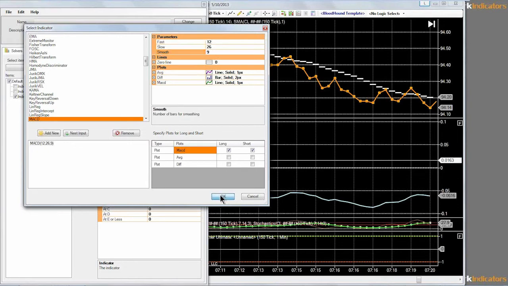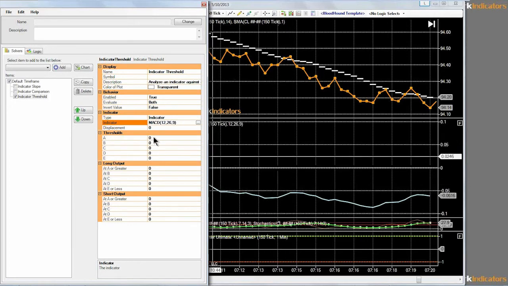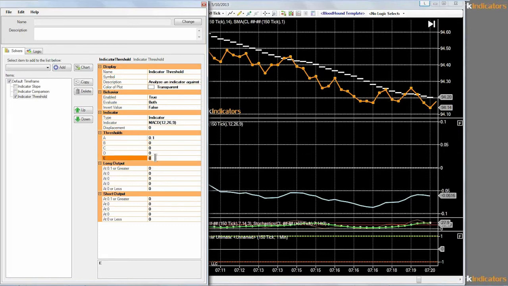And default settings, all right. So we'll start with just a simple threshold comparison of 0, and then I'll compare it to 0.1 and negative 0.1. Now if you haven't watched the threshold solver video yet, one key point to get the threshold solver to work correctly is your values need to range in order. Threshold A needs to be the highest threshold value, and then it needs to descend in order down to the lowest value. So E has to be the lowest value.